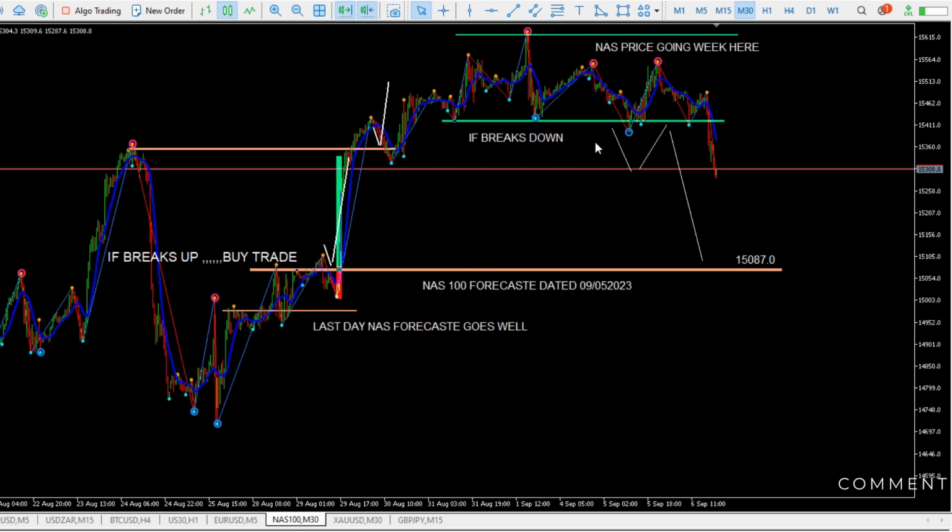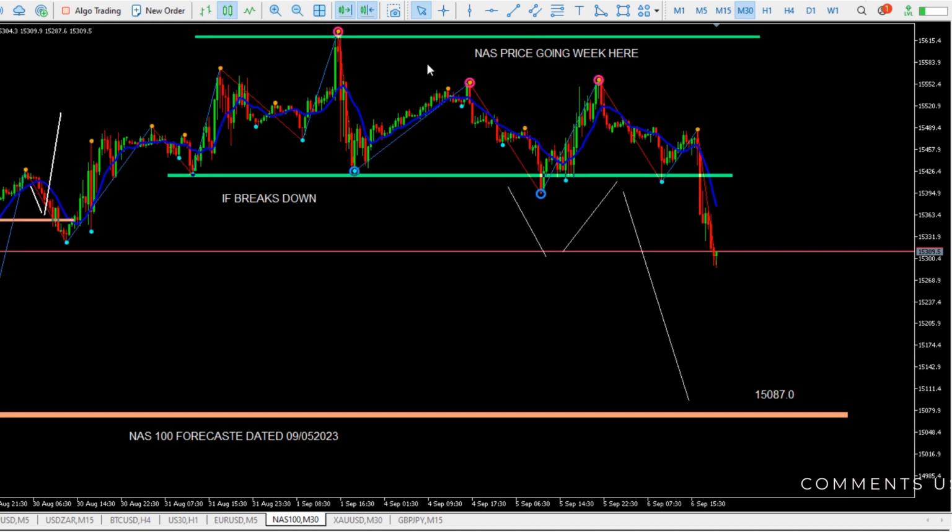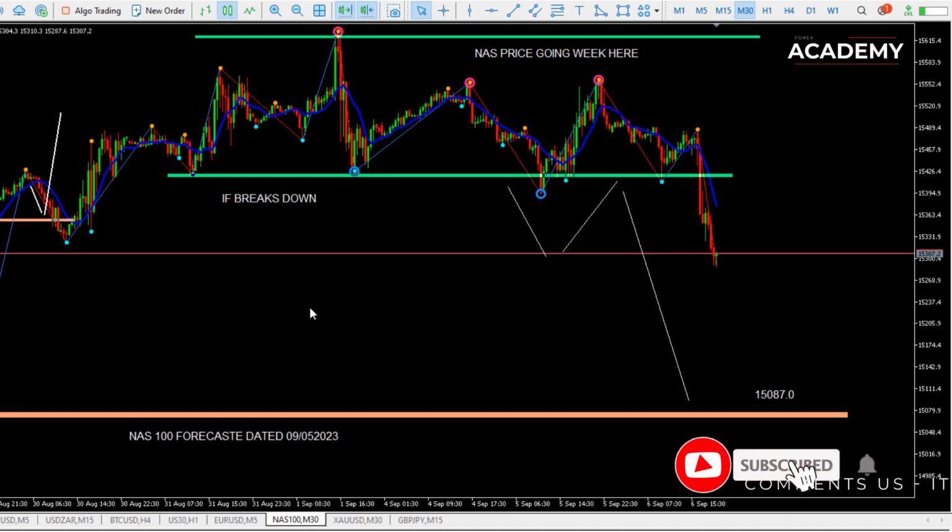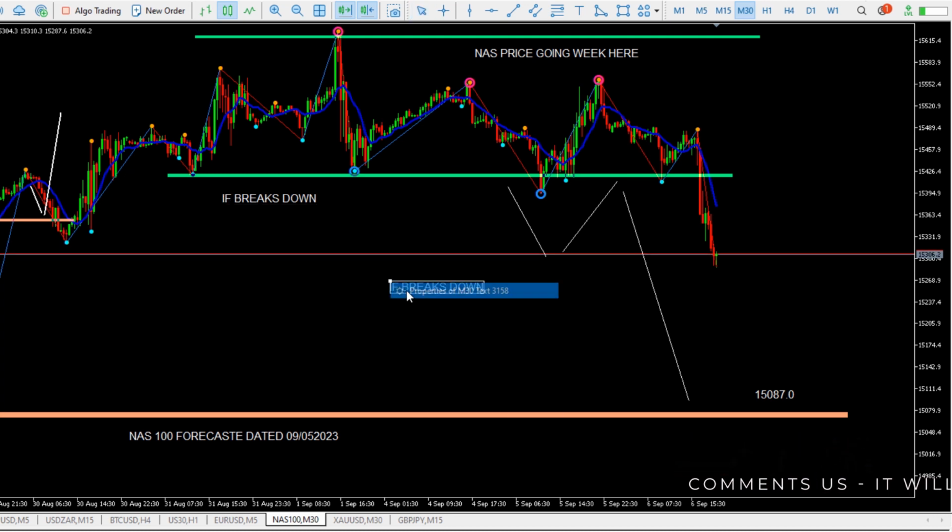NASDAQ 100 also goes well in the right direction as I predicted. We will wait here for the breakdown side, as bull price has been going weak in this area. We will analyze the M30 chart with price action, support, and resistance, and also with the help of my buy sell indicator.